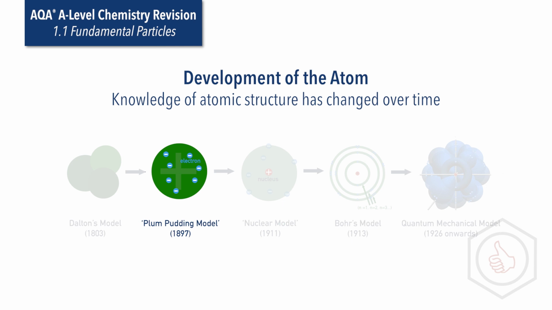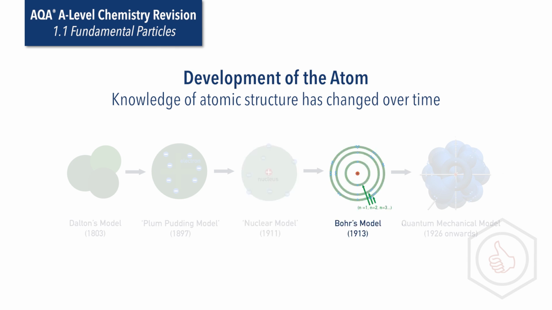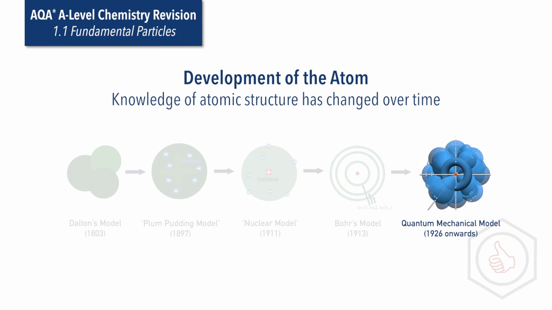This changed in 1911 with Rutherford's famous nuclear model. A gold foil scattering experiment showed that atoms have a dense positively charged nucleus, and the negatively charged electrons in an atom must surround this region of space. Bohr's model in 1913 further refined this nuclear model and proposed that electrons actually exist in quantized energy levels, what we now call shells. This was then superseded in 1926 by the quantum mechanical model, which proposed that electrons exist in orbitals which we can represent using probability densities.